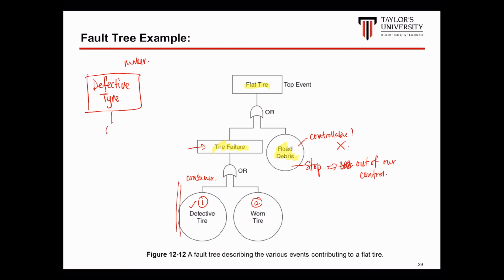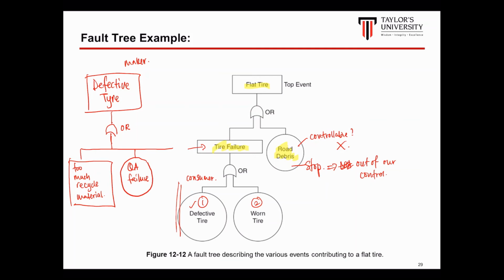Okay, so now you have a check gate, an OR gate. What can cause your defective tire? Is it too much recycled material, for example? And then it can be just a QA failure, meaning there is an unevenness here and there. For the QA failure, if you are the process engineer, then you stop here because this is beyond your control.